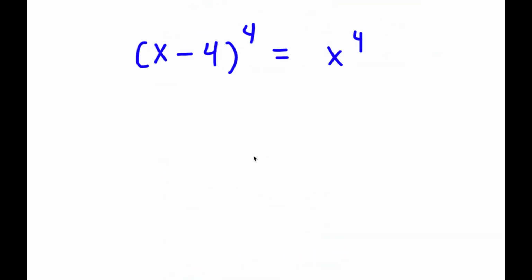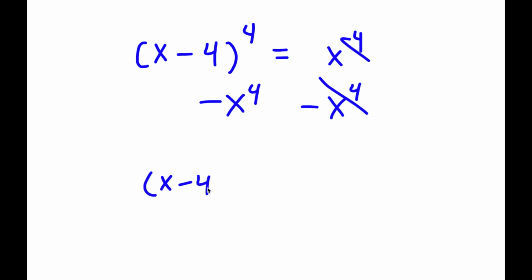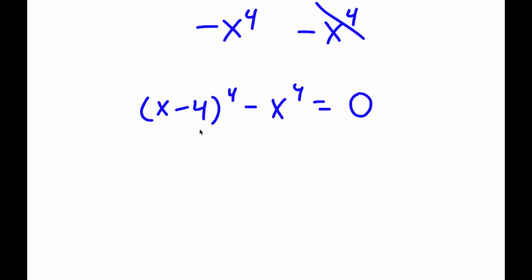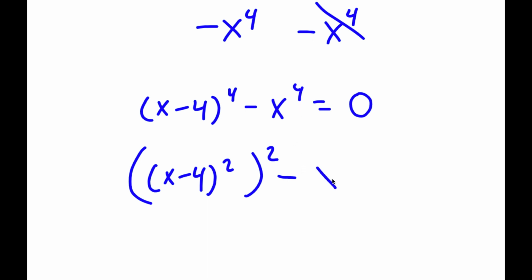Alright, so in this problem, I have (x minus 4) to the power of 4 is equal to x to the power of 4. So to solve this, I'm going to first start by subtracting x to the power of 4 on both sides. So these two cancel out, and now I'll have (x minus 4) to the power of 4 minus x to the power of 4 is equal to 0. Now, I can rewrite (x minus 4) to the power of 4 as ((x minus 4) squared) to the power of 2. And I can rewrite x to the power of 4 as (x squared) to the power of 2.